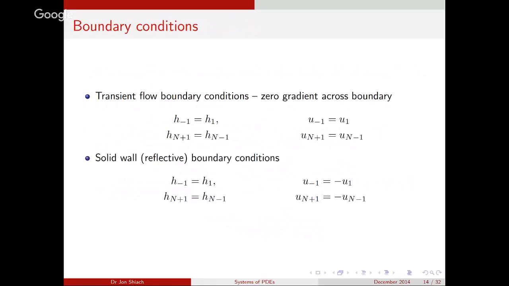If you want to simulate a solid wall, so any water meeting the boundary will be reflected back off of it, the height is the same as the transient flow. So the height is the same as transient flow, but the velocity is negated. So you can see the velocity of the ghost node is equal to negative the velocity of the second computational node in the domain. And that will simulate a reflective wall.